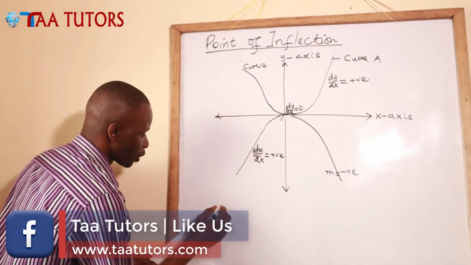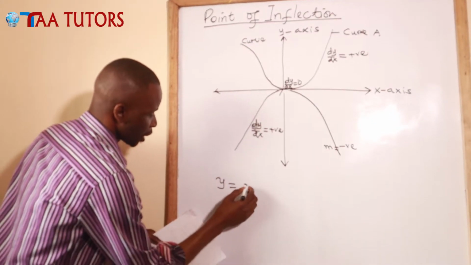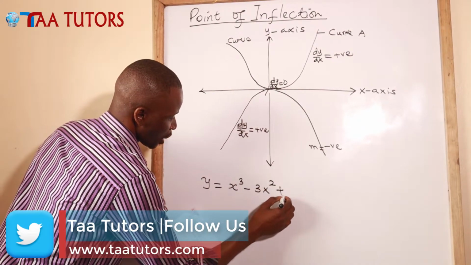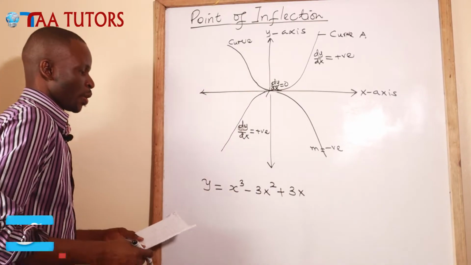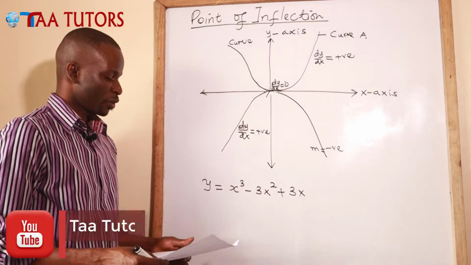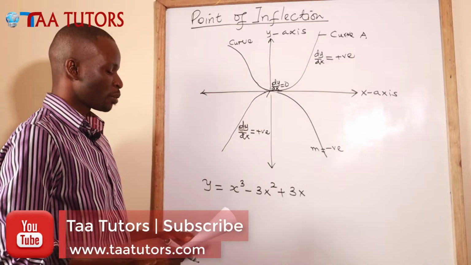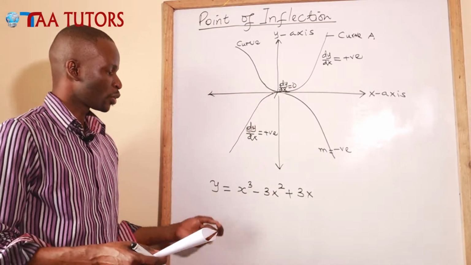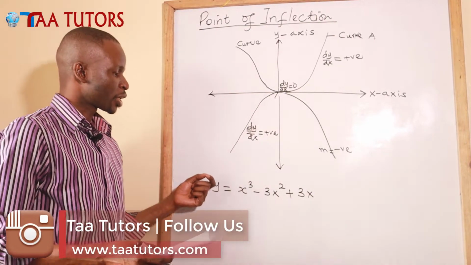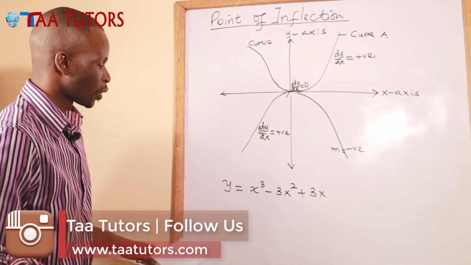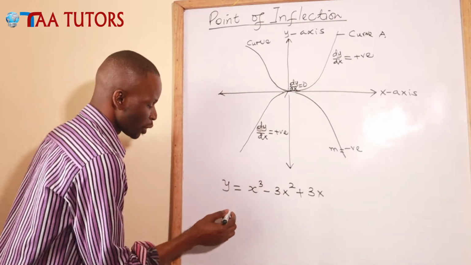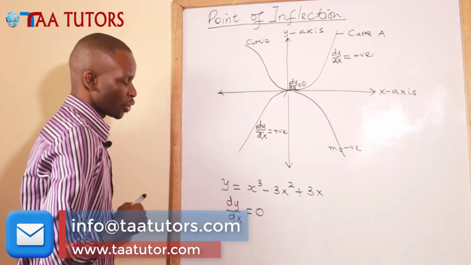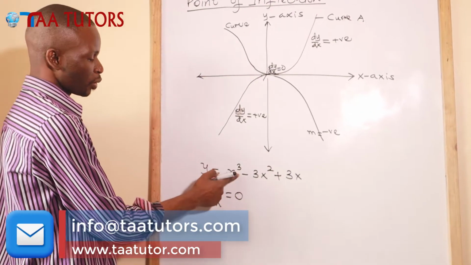We have an example here: y equals x cubed minus 3x squared plus 3x. In this example, we are required to determine the coordinates of the turning point. After determining the coordinates of the turning point, we need to show that it is a point of inflection. To determine the stationary point, we know that at the stationary point, dy/dx is 0.